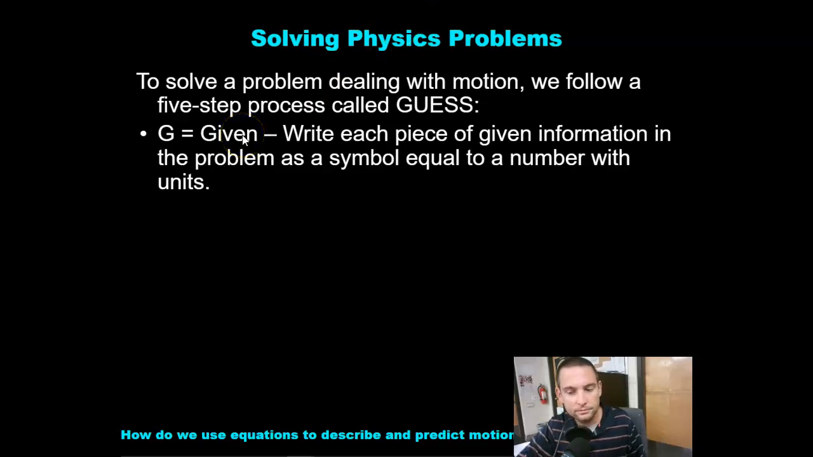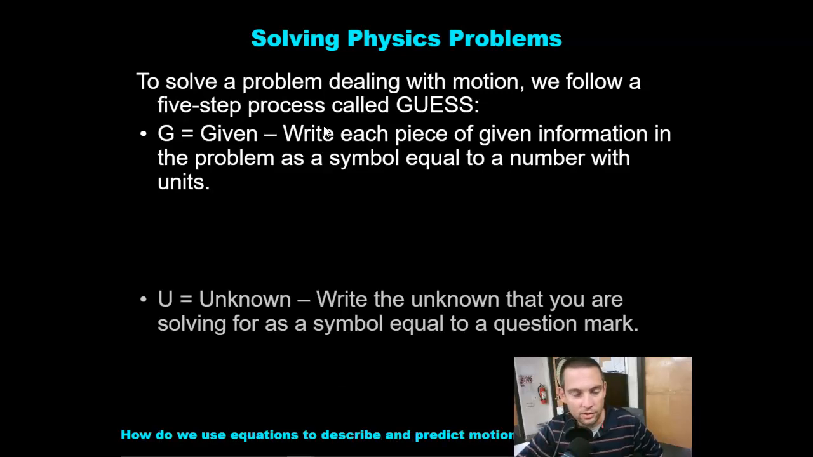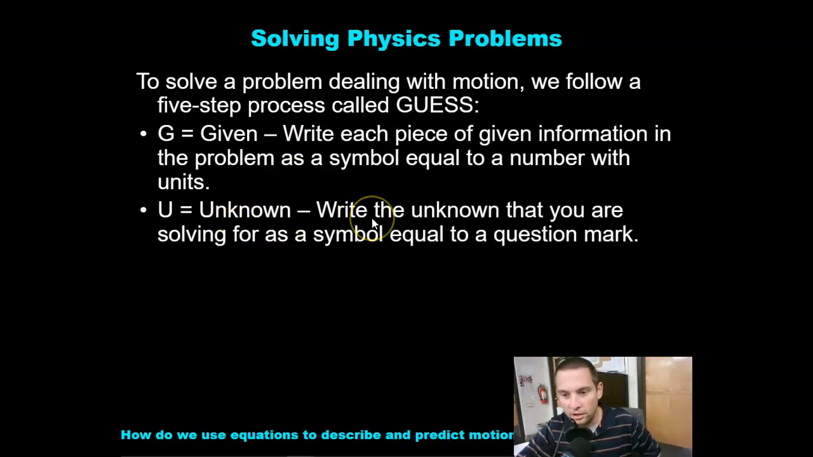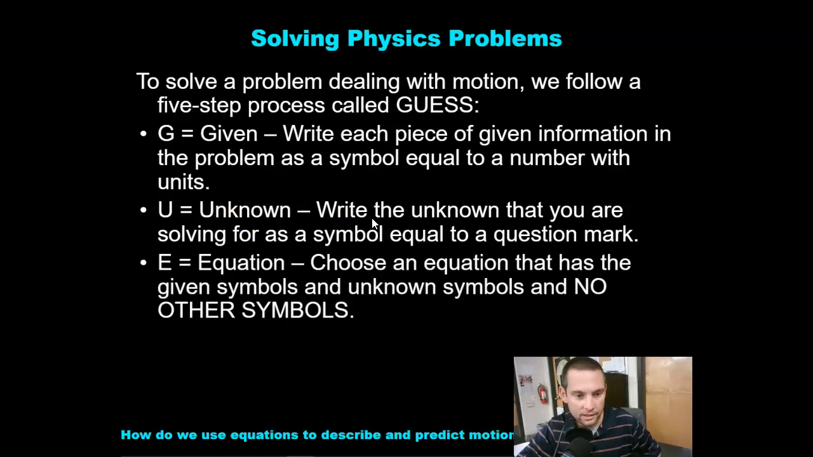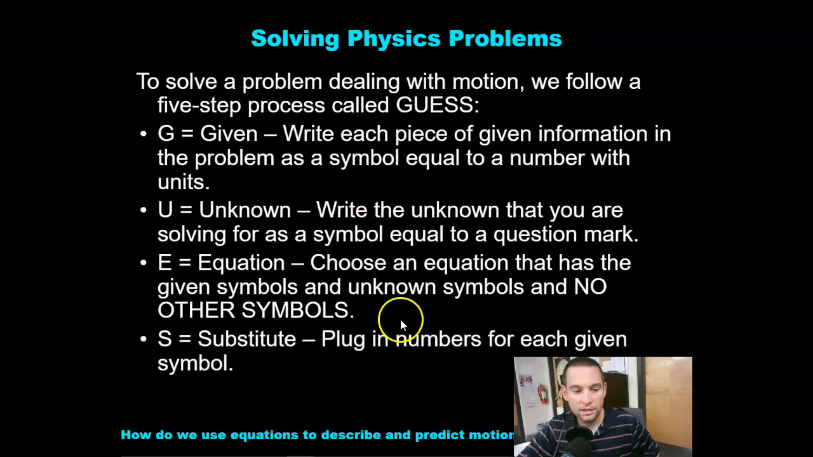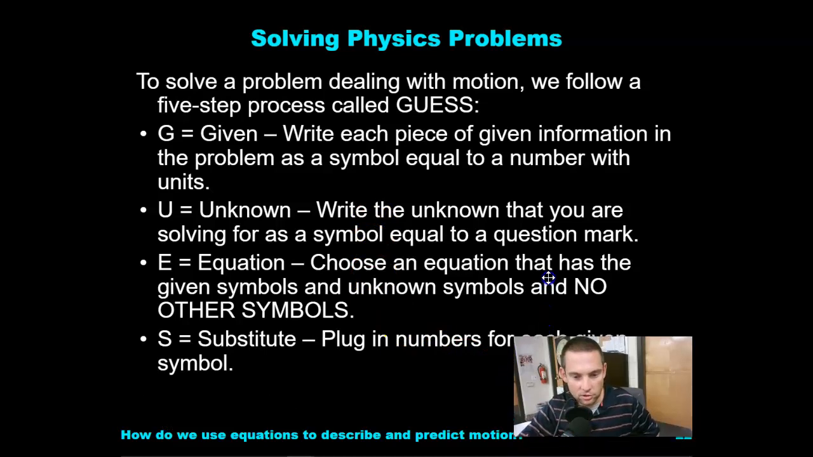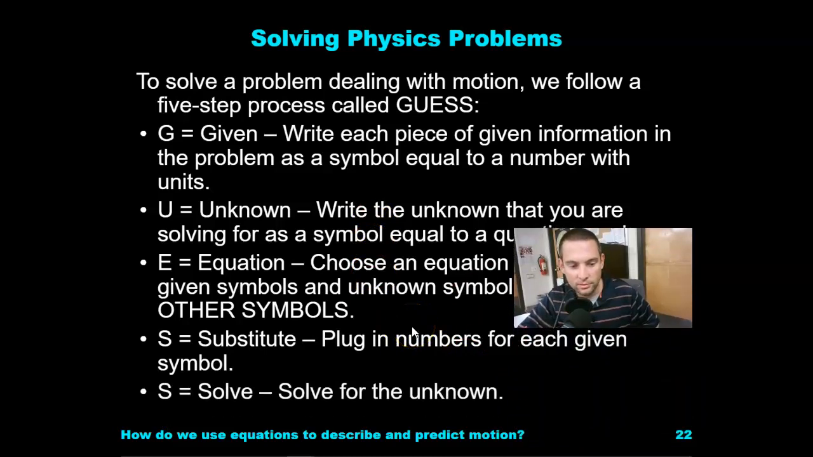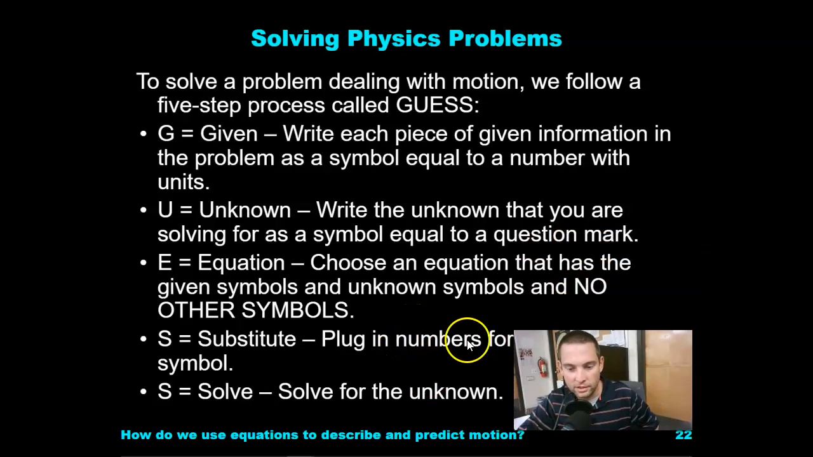G is given. So write each piece of given information in the problem as a simple equation, as a symbol equal to a number with units. U is unknown. Write the unknown you're solving for as a symbol equal to a question mark. E is the equation. Choose an equation or equations that has the given symbol and unknown symbols and no other symbols. S, substitute, plug in the numbers for each given symbol, and then finally solve for the unknown.